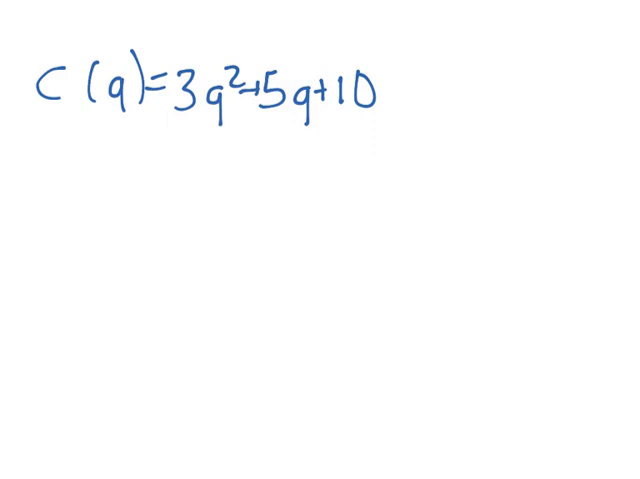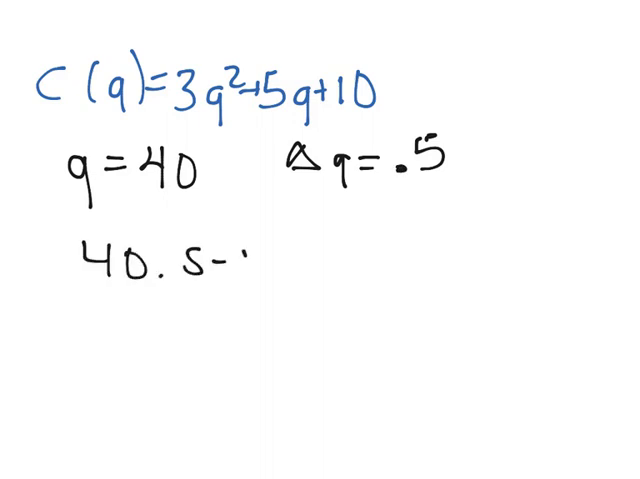If the current level of production is 40 units, that means that Q is equal to 40. Estimate how the total cost will change if 40.5 units are produced. So our delta Q is 0.5. Agreed? Because that's 40.5 minus 40, which is our change in Q.